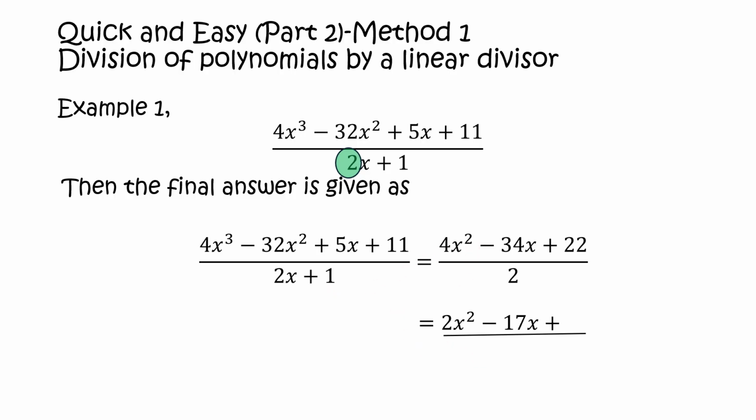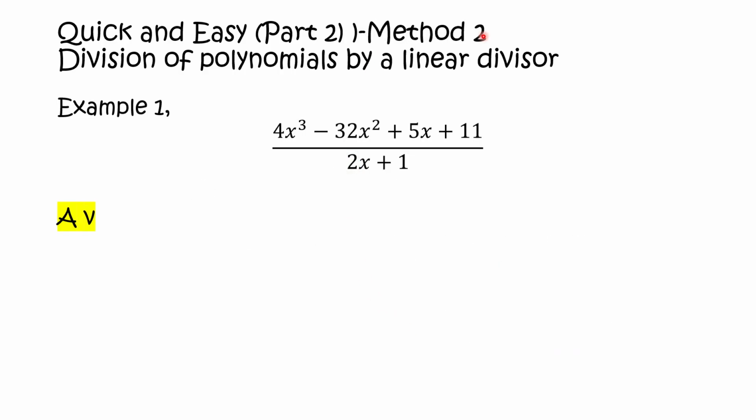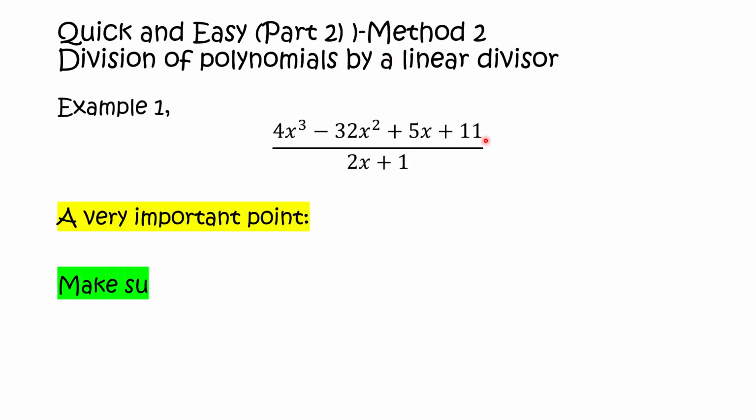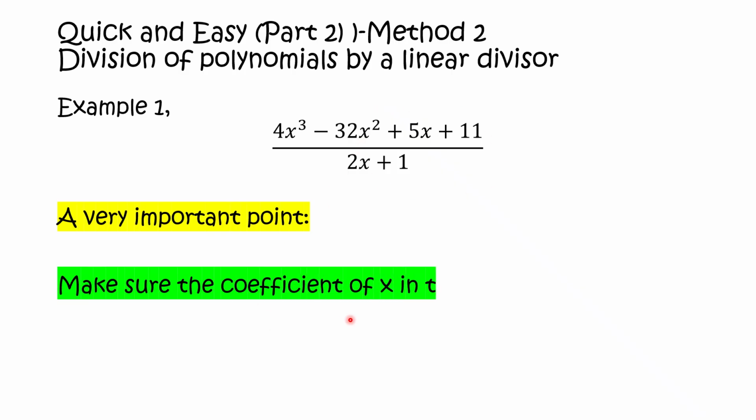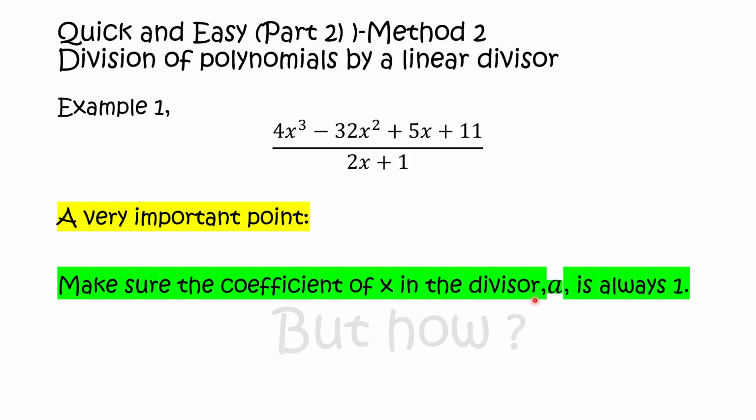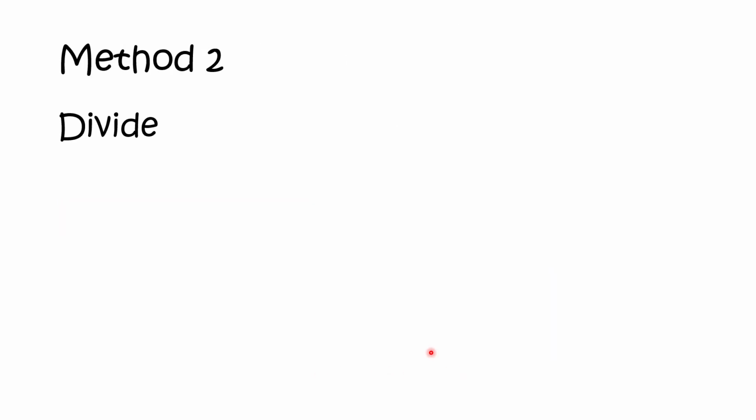Now we move on to method 2. We'll use the same example, but one thing to take note of is the coefficient of A has to be 1 all the time. So we'll use the same example. We divide both sides by A.